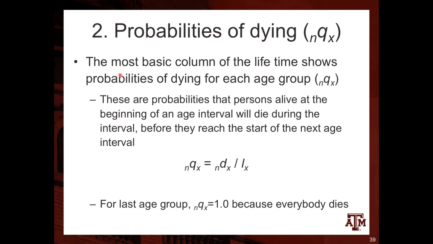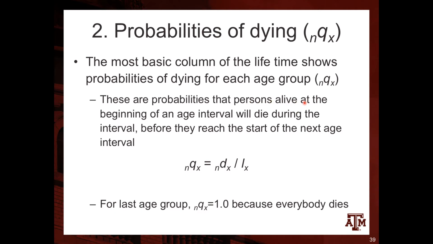The probability of dying is the most basic column of the life table. It shows probabilities of dying for each age group. So that's the qxn. These are probabilities that persons alive at the beginning of an age interval will die during the interval before they reach the start of the next interval. And we calculate them using the number of people who died within that specific interval divided by the number of people who entered that interval. So that's the number of people who were alive at the beginning of that age group.